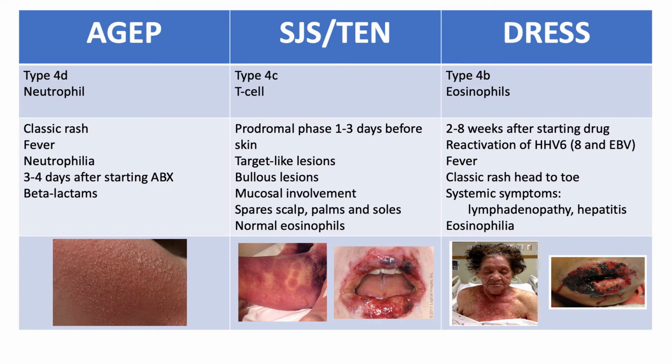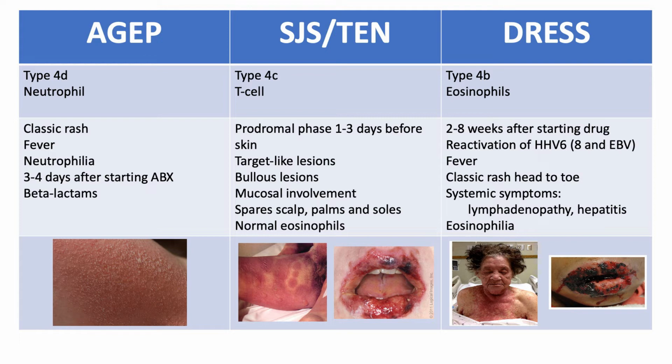To compare them, AGEP is a type 4D, so it's neutrophil mediated. Classically it has a rash with a lot of fine pustules in the intertriginous areas. They get fever and neutrophilia 3 to 4 days after starting beta-lactam antibiotics. So you can imagine what happens. That patient gets more antibiotics, and they're reacting to their drug. They're not having another infection.